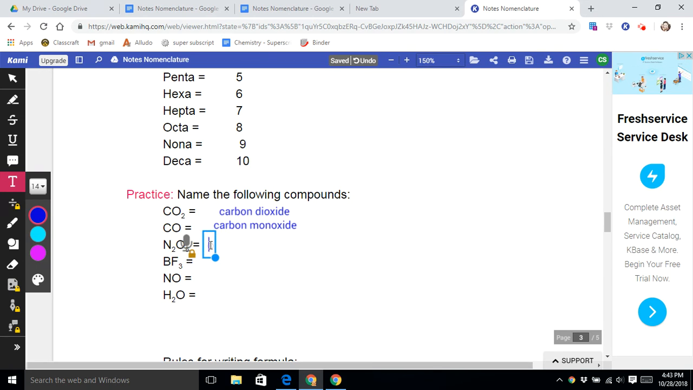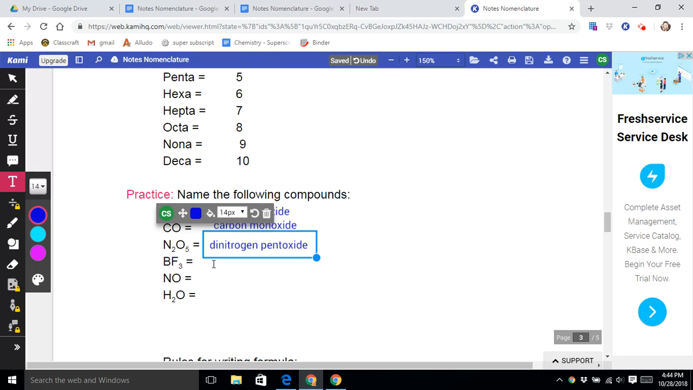N2O5. So nitrogen, I got 2 of them. And the prefix for 2 is di. So this will be dinitrogen. And then 5 oxygen. 5 is penta. And then I have 5 oxygen together, IDE, and then this becomes dinitrogen pentoxide.